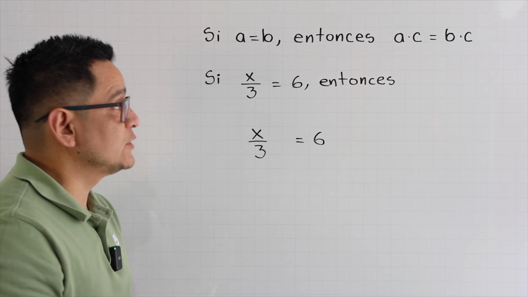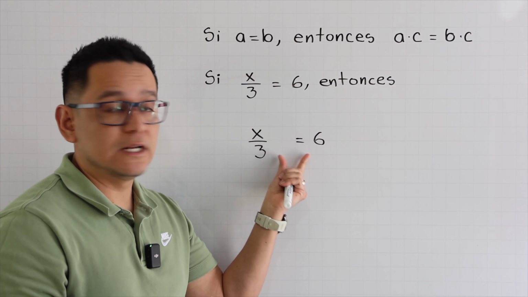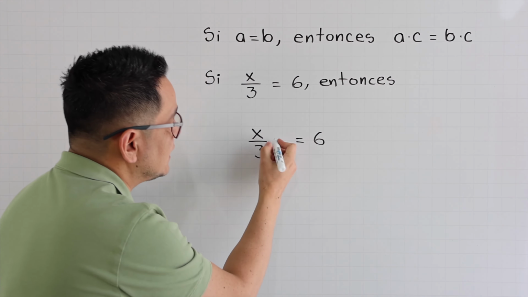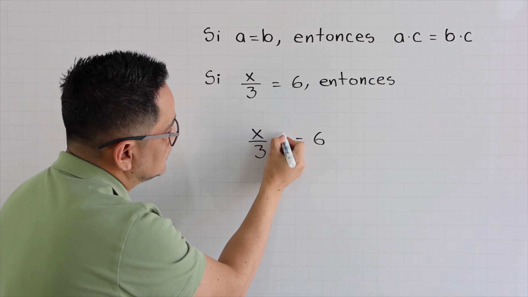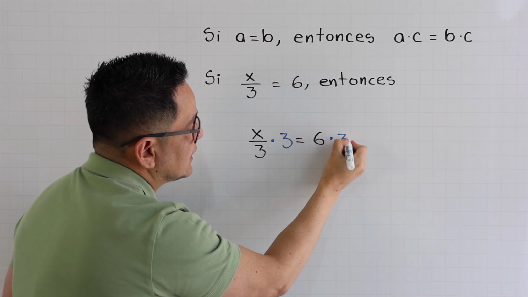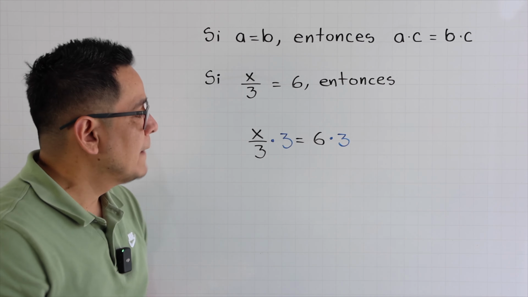In this case, I can multiply both sides of the equation by a value c. In this case, the value c I'm going to choose is 3. So I'm going to multiply the left side by 3. But then should I also multiply the right side by 3? Why am I doing this?